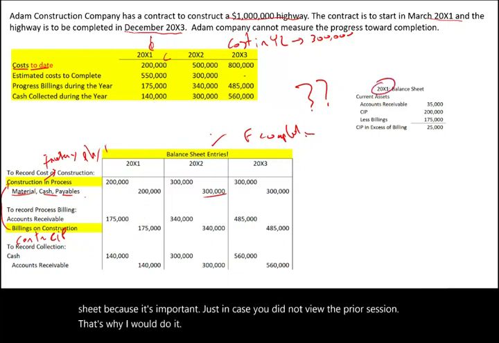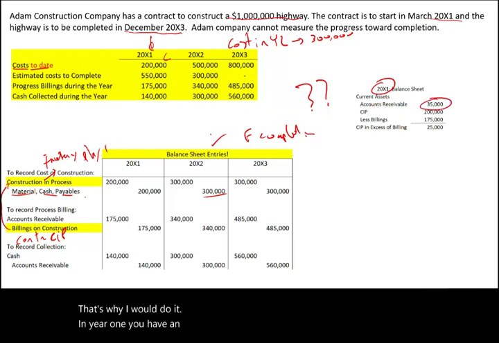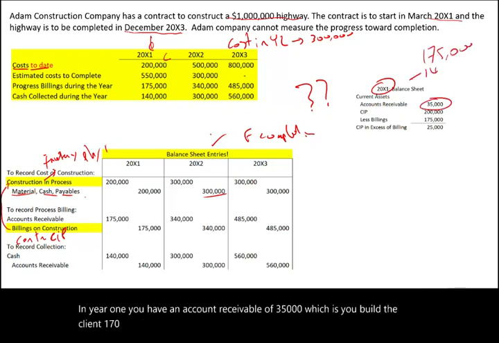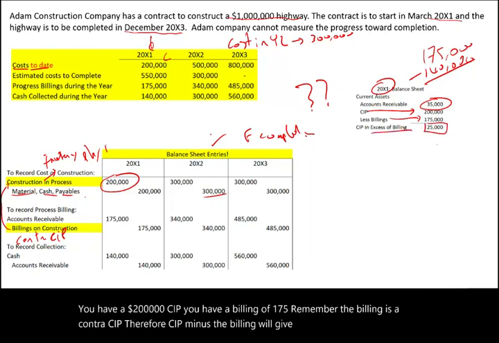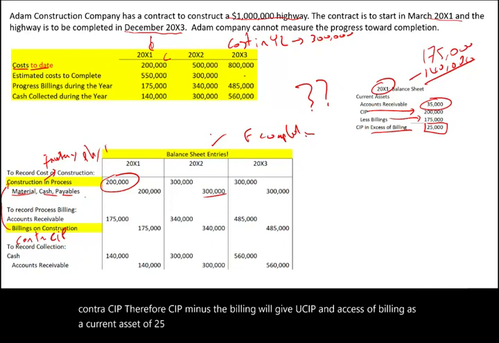In year one, you have an account receivable of 35,000, which is you bill the client 175, the client paid 140. What's left is 35. Then you have a CIP of 200,000. You have a billing of 175. Remember, billing is a contra CIP. Therefore, CIP minus the billing will give you CIP in excess of billing as a current asset of 25,000. So this is a current asset.